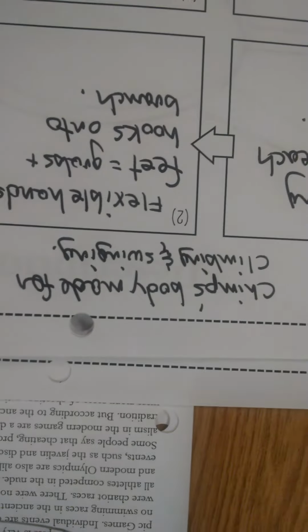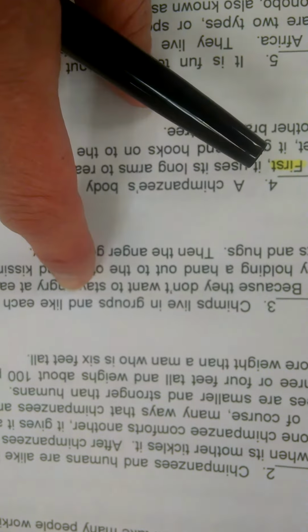So when we look at number 4 here about the chimps, we see some signal words. We see first, we see next, we see finally. So we know that that is sequence. So on our sequence form, I want to put down what the topic is, which is the chimp's body is made for climbing and swinging. I got that right here in the first sentence. So that's my topic.